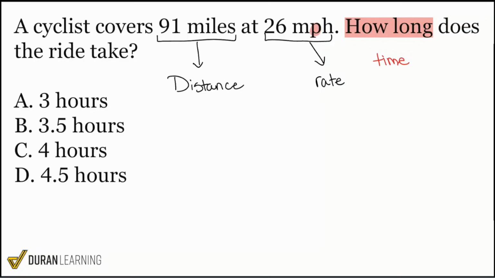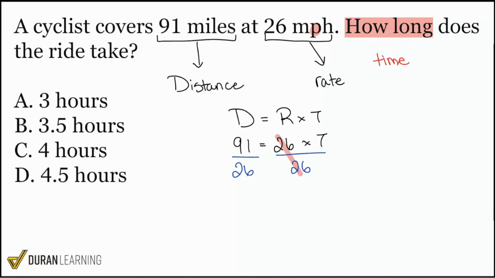So now that we're here, we're going to set up our formula. Distance equals rate times time. And we're going to insert 91 for the distance. We'll insert 26 for the rate. And we have what we need. We're good to go. So let's go ahead and solve this by understanding that we're working backwards, and that is division. We'll divide by 26 on both sides, knowing that it's going to cancel here on the right side. And that's it.